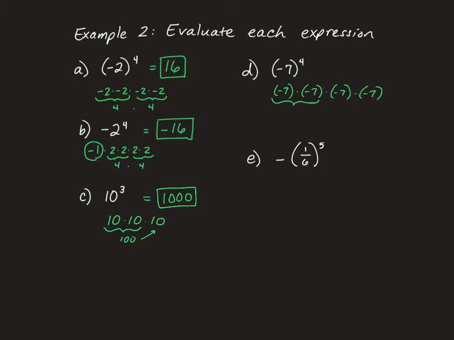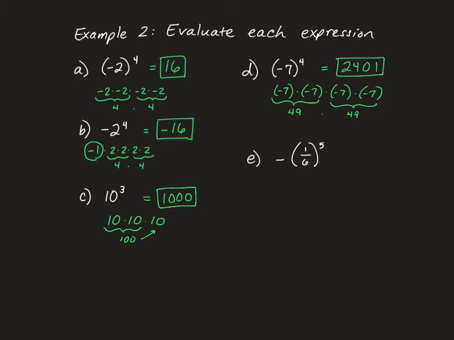7 times 7 is 49, so negative 7 times negative 7 is also positive 49. And these two also multiply to 49. It might help to get a calculator. If you don't have one with you, please pause the video and go get your calculator now. 49 multiplied by 49 is 2,401.